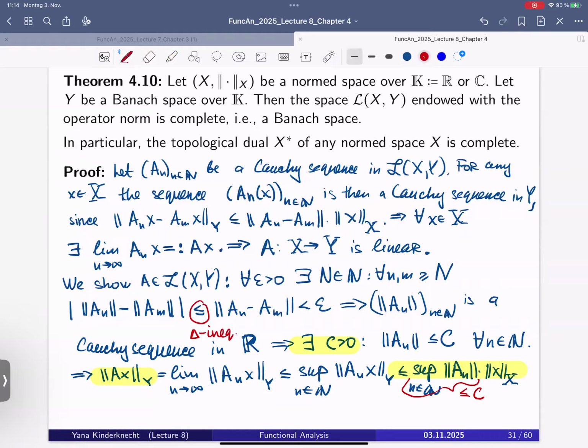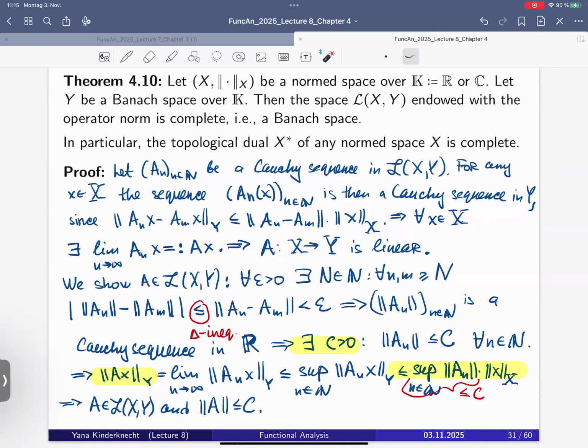Hence, by the remark, we have that the norm is finite. That is, A is a bounded linear operator, and the norm of A is smaller or equal than this C. But this is not all.